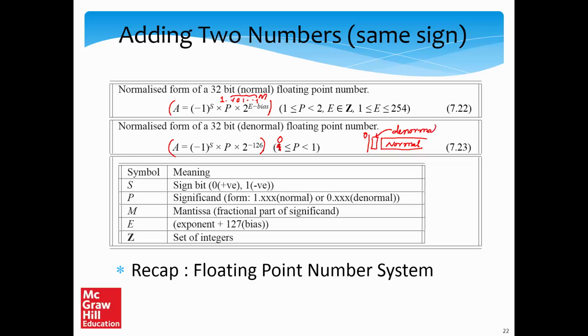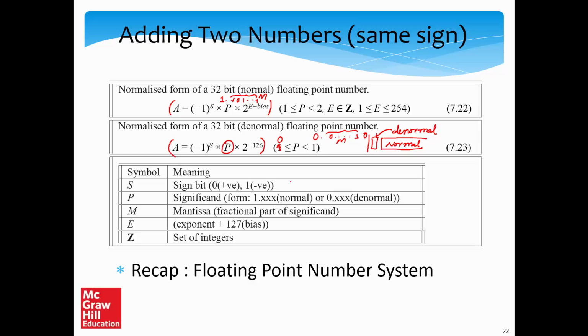And the standard form of a denormal number is a number of the type 2 raised to the power minus 126 times p times minus 1 to the power s. But here the significand has a different form. It's not 1 point something, rather it is 0 point something. It's of the form 0 plus the mantissa, where the mantissa is 23 zeros or ones, some combination of zeros and ones.